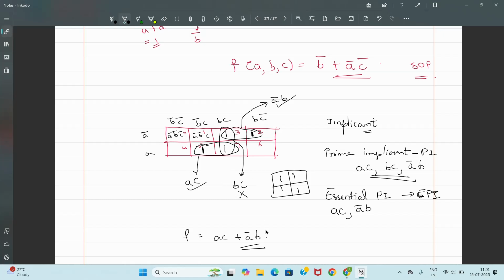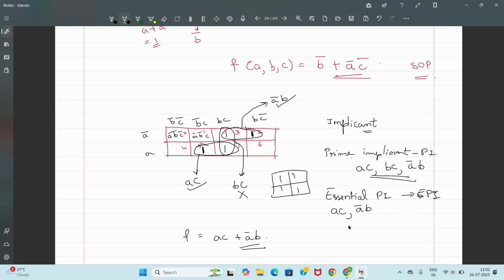Okay. So the essential prime implicant meaning is that the group should have at least one cell which is not covered in any other group. So if I look at this group, there is one cell which is not covered in any other group. It is unique only to this group. Similarly, this one cannot be covered with any other group. It is a unique number for this. Okay, so essential prime implicants are groups which have at least one cell which is unique to that group, which is not covered in any other group. Okay, so this is the concept of implicant, prime implicant, essential prime implicant.